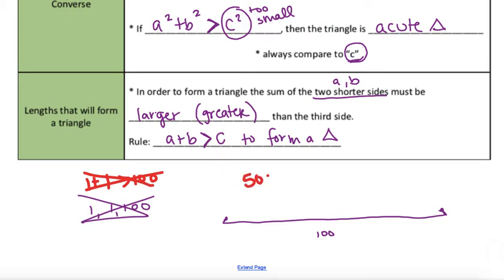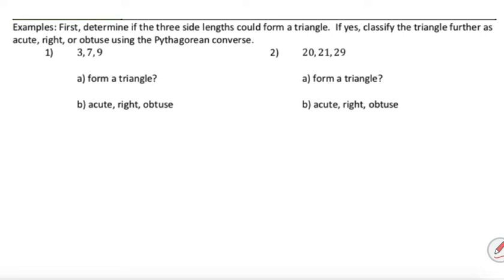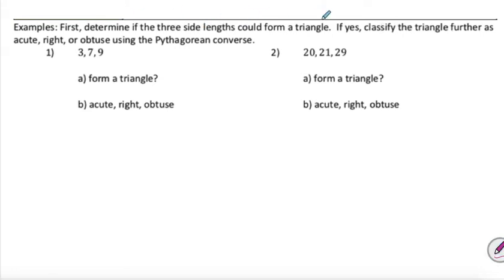But if I did 50 plus 51, is this bigger than 100? 50 and 51 is 101. This would form a triangle, 50, 51, and 100. And we could then check the converse to see what kind of triangle it was. That's our last example here. We have 2 steps. First, determine if these 3 side lengths could form a triangle. Since we don't have a picture, we need to make sure they form a triangle to begin with. If they do, then classify further as acute, right, or obtuse using the Pythagorean theorem.